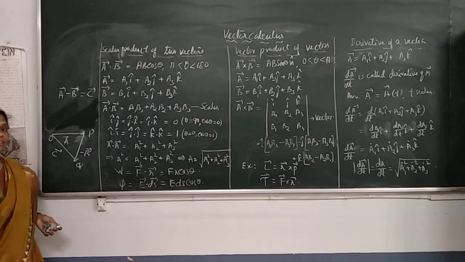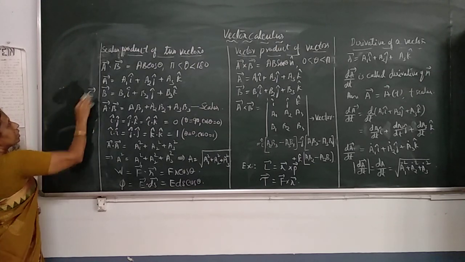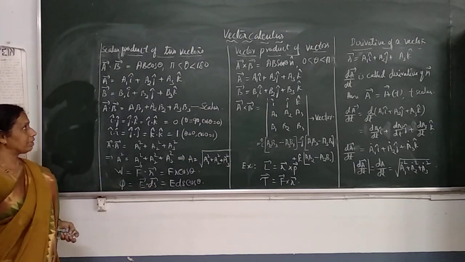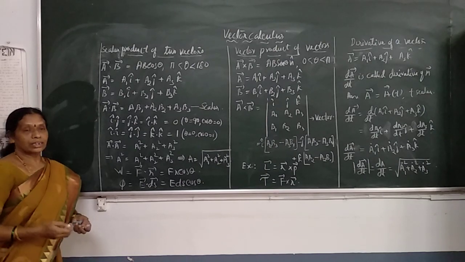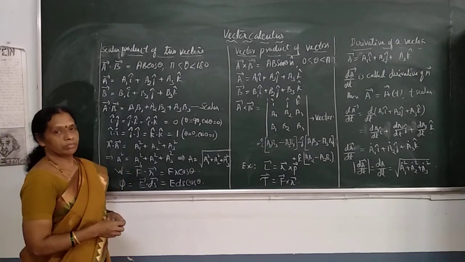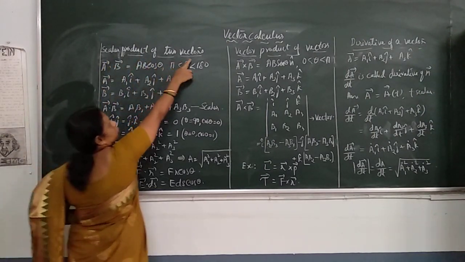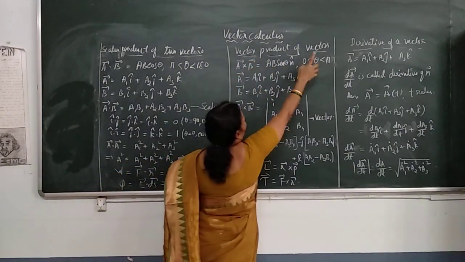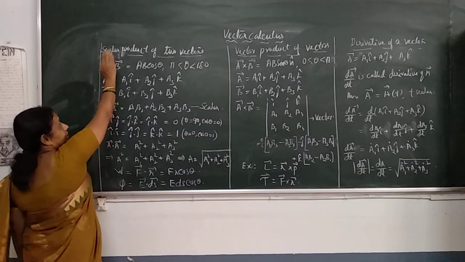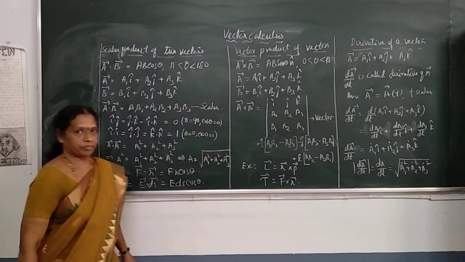This is vector subtraction. Now let us consider the next operation, multiplication of the vectors. Suppose we have two vectors, A vector and B vector. These two vectors can be multiplied in two different ways: the scalar product of the two vectors and the vector product of the two vectors. The vector multiplication has two types.